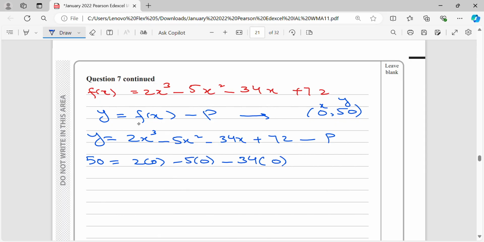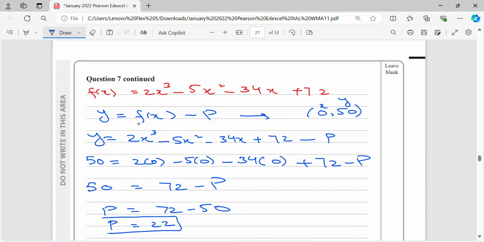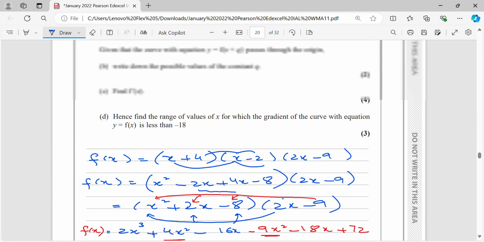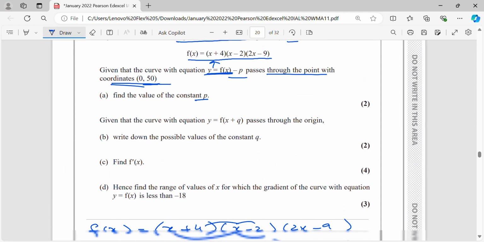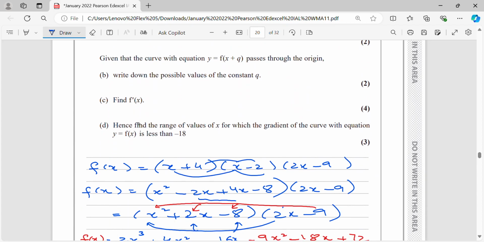All terms that have x will be 0, plus 72 minus p. Okay, so 50 equals 72 minus p is left over. So p equals 72 minus 50. And I can find here p, that is 22. So p is 22 here. This was the A part, and let's move on to the next.